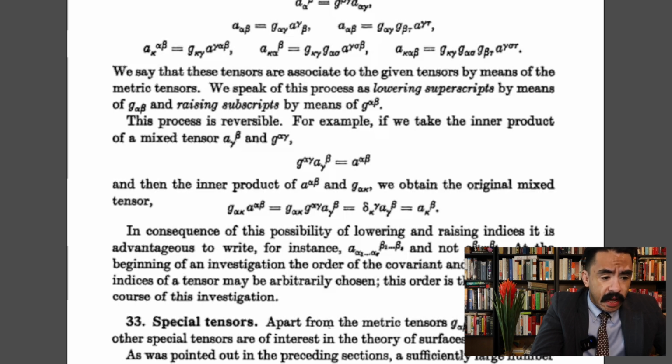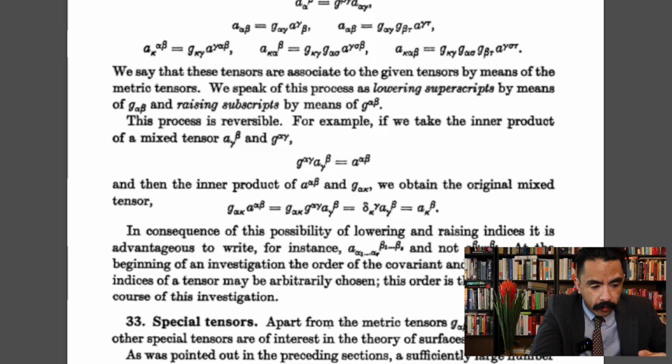We speak of this process as lowering superscripts by means of g sub alpha beta and raising subscripts by means of g superscript alpha beta. This process is reversible. For example, if we take the inner product of a mixed tensor a sub gamma superscript beta and g superscript alpha gamma, g superscript alpha gamma times a subscript gamma superscript beta equals a superscript alpha beta, and then the inner product of a superscript alpha beta and g sub alpha kappa, we obtain the original mixed tensor.